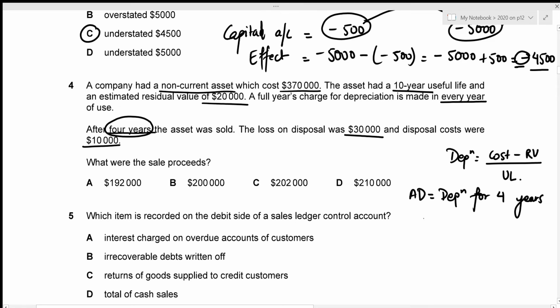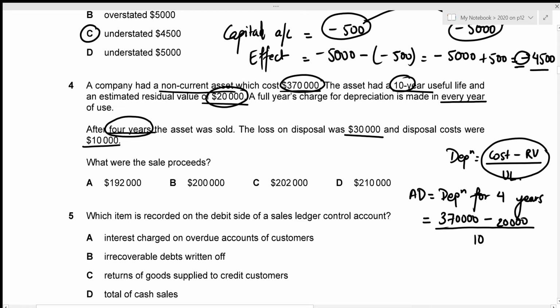Let's figure it out. So we know that the depreciation charge per year is going to be cost minus its residual value divided by useful life. And in this question, we are given the cost to be 370,000 minus our residual value, which is 20,000. And we just need to divide it by our useful life, which is 10 years. So that's going to be 10. But remember that this only represents the depreciation for 1 year, whereas we are figuring out our depreciation for 4 years. So we can just multiply it by 4 in order to figure out our accumulated depreciation. So now the value for our accumulated depreciation is going to be 370,000 minus 20,000 divided by 10 times 4, which results in the value of 140,000.